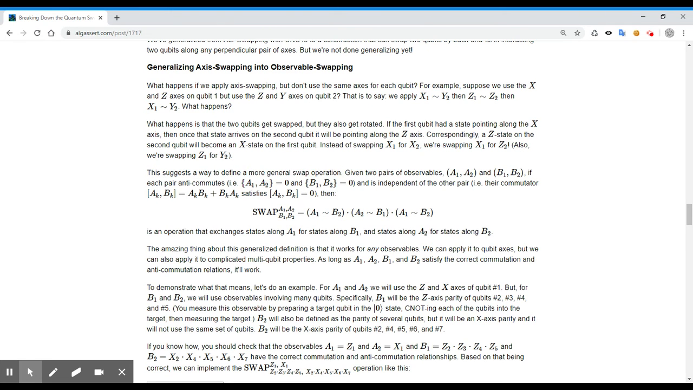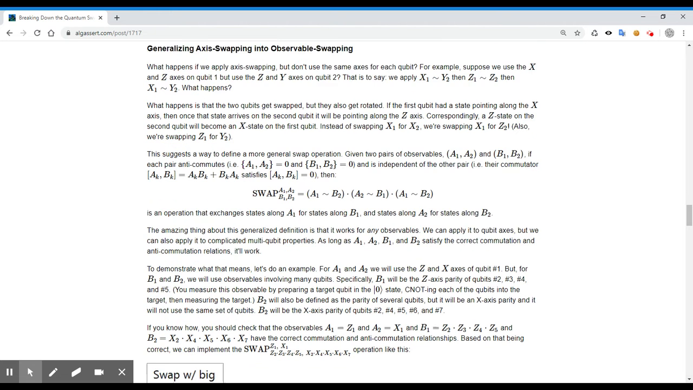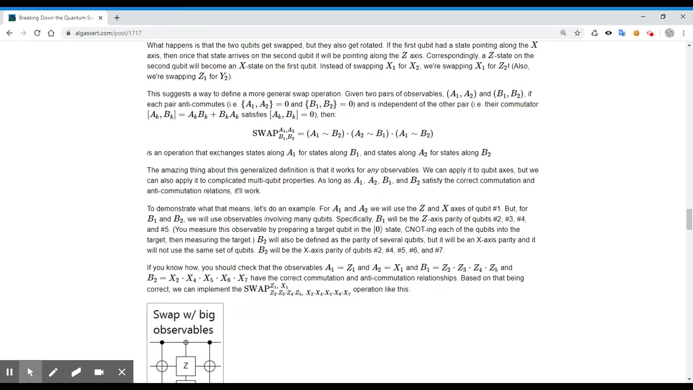Given two pairs of observables, A1, A2, and B1, B2, if each pair anticommutes, and is independent of the other pair, their commutator satisfies these, and so then you can swap. This is an operation that exchanges states along A1 for states along B1. What the hell does this even mean? And states along A2 for states along B2.